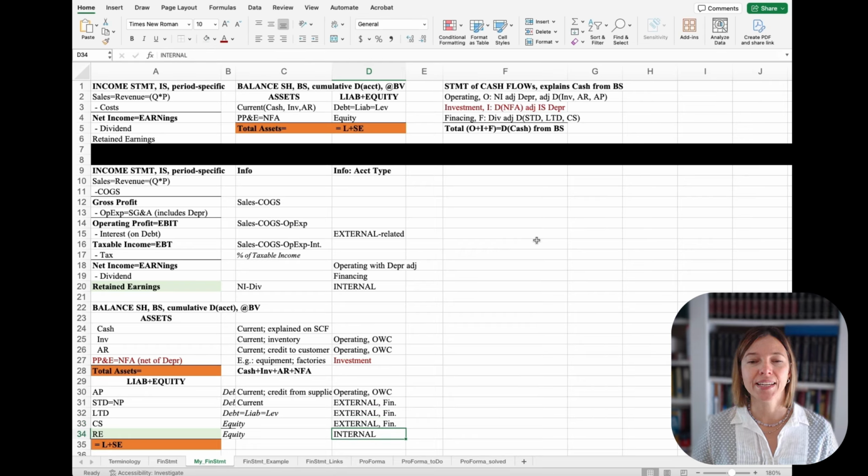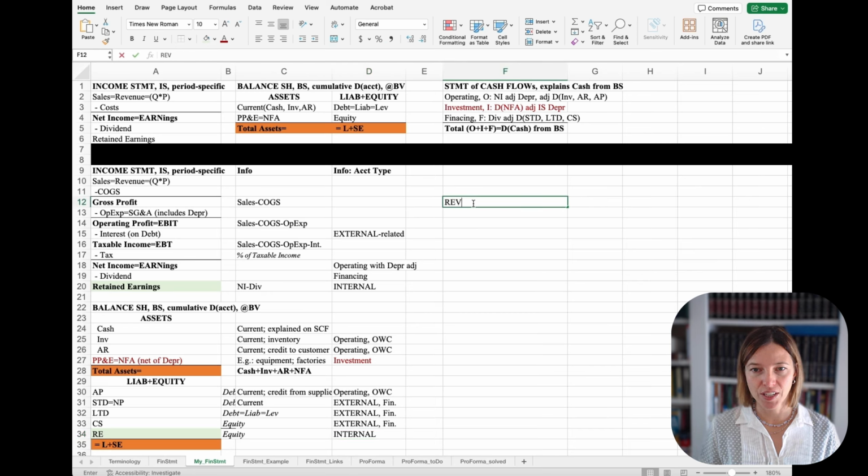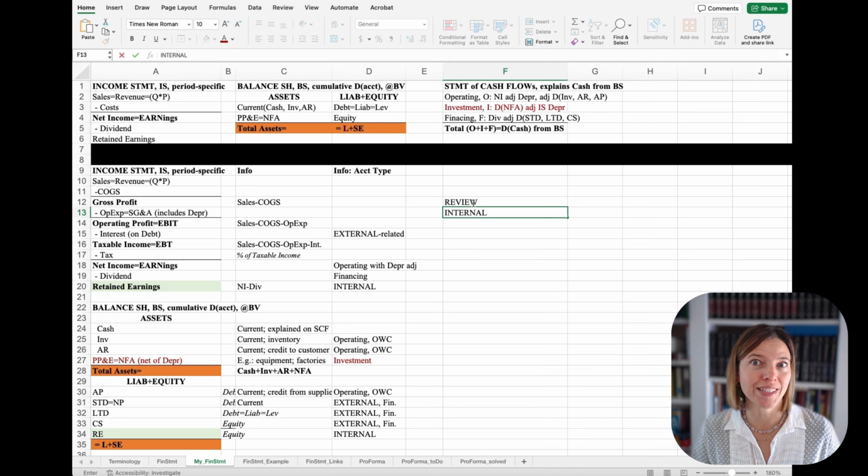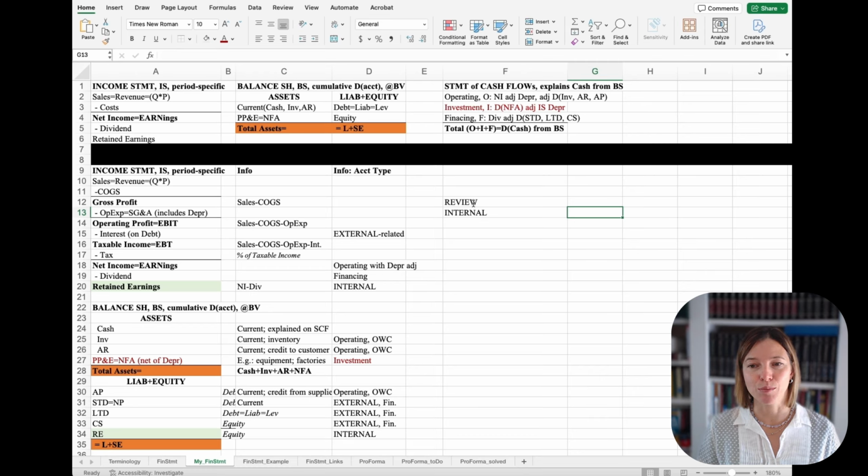Excellent. We are done identifying the account types, but let's go ahead and create a little bit of a review. So here, let's create a review. If somebody is going to ask you, well, can you tell me what are the internal funding accounts on your financial statements? Well, those are going to be, take a moment to think, retained earnings.